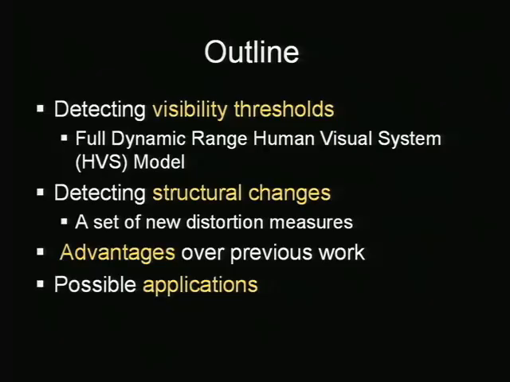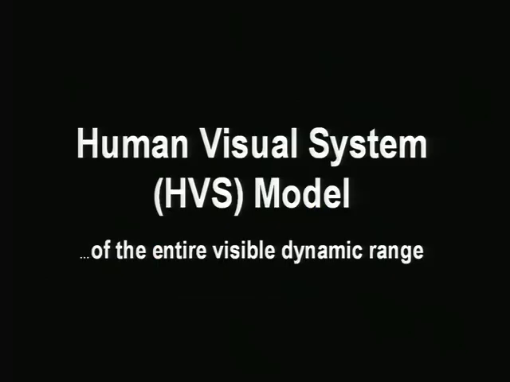So the outline of the rest of the talk will be as follows. First, I'm going to talk about the human visual system model that we use to convert image luminance to multi-resolution, multi-orientation human visual system response scaled in so-called just noticeable difference units. Next, I'm going to introduce a set of three distortion measures that we use to detect distortions in the image structure. Next, I'm going to compare our approach with previous approaches and then list some applications. But let me start with the human visual system model.